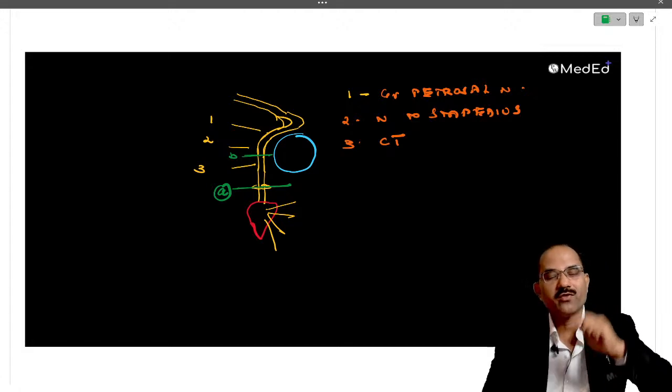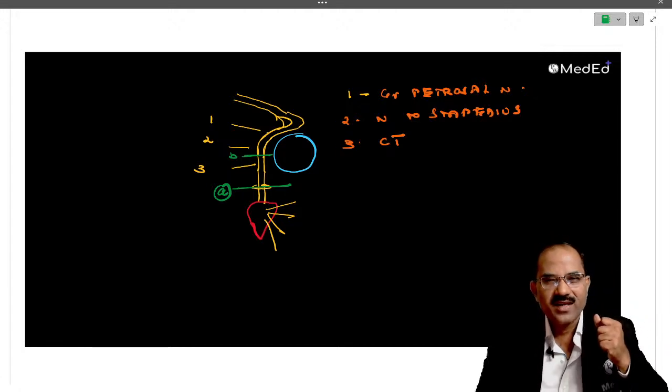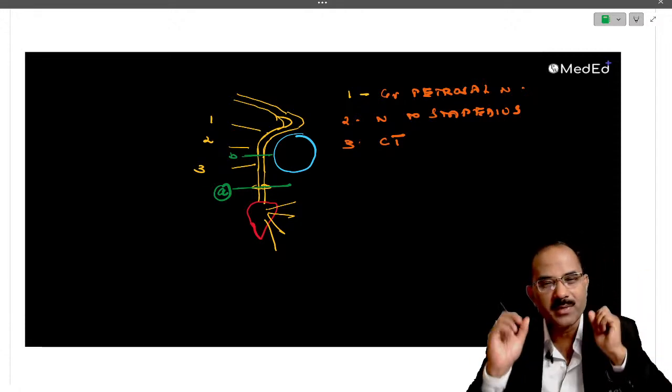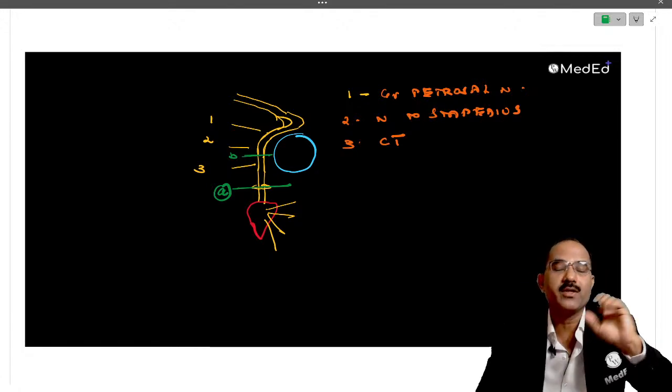So the person will complain of loss of taste sensations from the anterior 2/3 of the tongue. Along with, what else does the chorda tympani nerve supply? The submandibular and sublingual glands. So there's going to be a loss of secretions from the submandibular and the sublingual glands.